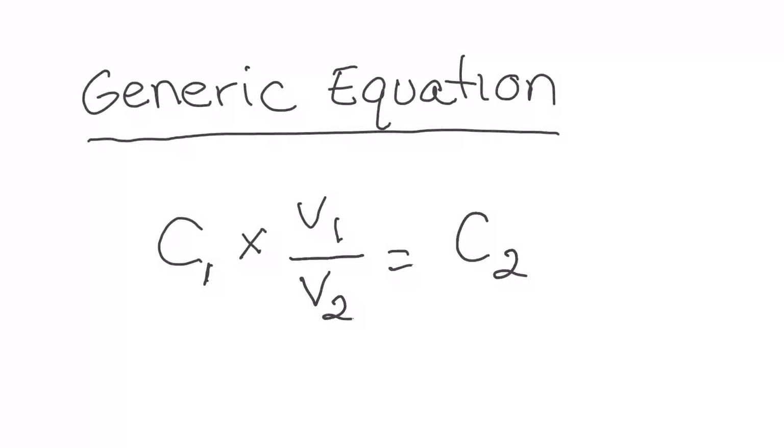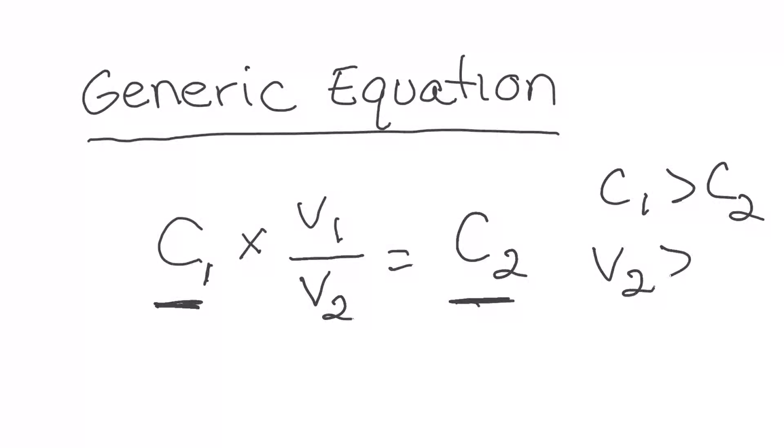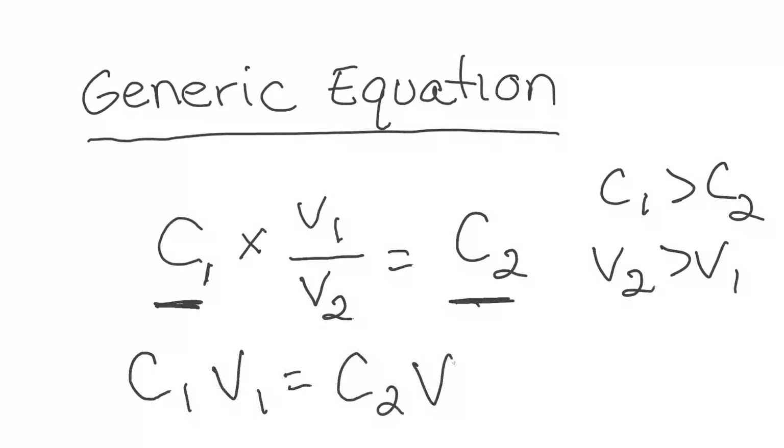And we can talk a little bit about the values of these. This is the original concentration, and this is the final concentration. So C1 is always greater than C2 because I'm diluting it. So the new concentration is smaller. And I take some small amount of volume and I make that bigger. So the second volume is always greater than the first volume. And sometimes you see this in a textbook, not written as C1 times V1 over V2 equals C2, but they multiply both sides by V2 and get C1 V1 equals C2 V2.